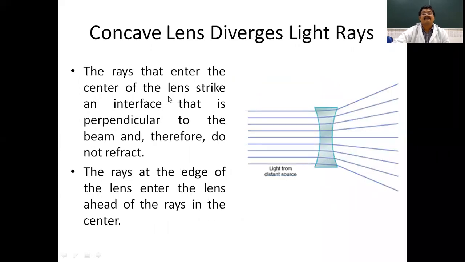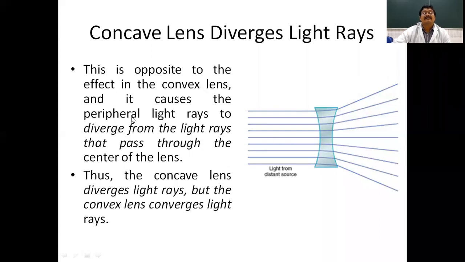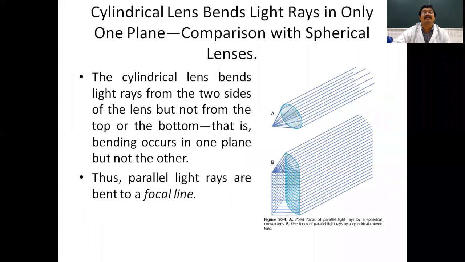The concave lens will cause divergence. It is exactly opposite to the convex lens: the rays entering the periphery are diverged, while the ray passing through the center won't deviate. It causes the peripheral rays to diverge and the ray passes through the center of the lens. Thus, the concave lens causes diverging rays and the convex lens causes convergence.